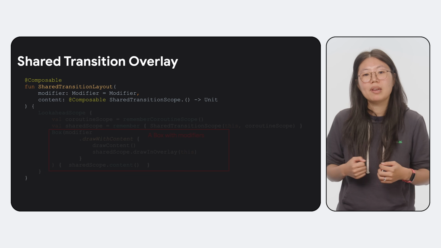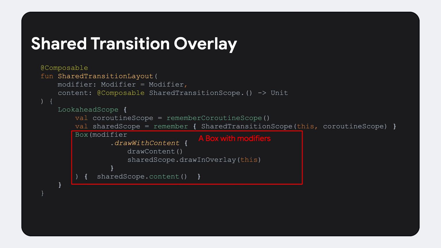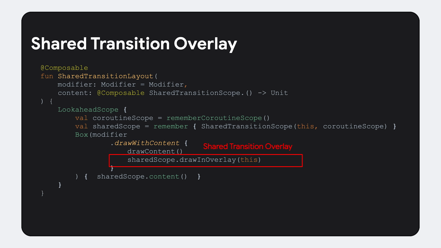If you look at the implementation of shared transition layout, you can see that aside from some scopes that we created, the shared transition layout is really just a box with modifiers. If we zoom into the draw with content modifier, we can see that the overlay is leveraging the draw with content modifier to draw above everything else in the layout. You can think of the overlay as an additional foreground of the shared transition layout.